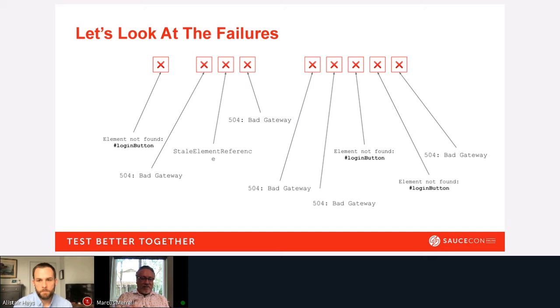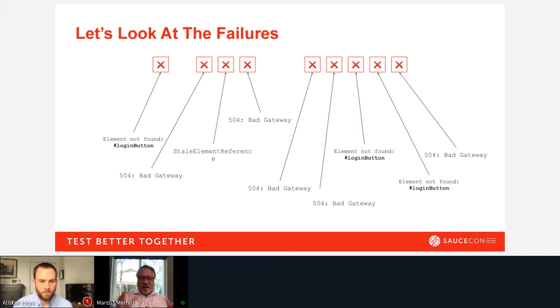We see element not found in the login button. It's just not there. Then we see a test that fails with a 504 bad gateway. Then we see a good old friend, stale element reference exception. Then we see another 504, and another 504, and another 504, and we're starting to think there's a pattern here. Then we see another element not found. Well, that looks like the first one we looked at. And then there's another element not found, another 504.